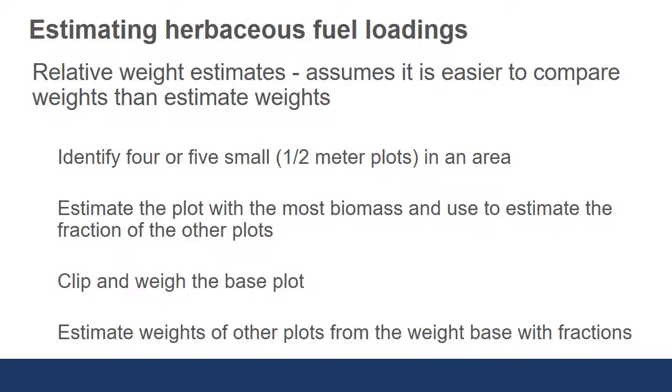Another common herbaceous fuel loading method is to use a relative weight estimate technique. In this method, choose 4 to 5 small, so about 4 to 5 meter, plots to sample. Estimate the plot with the most biomass. Then, estimate the fraction of herbaceous biomass on the remaining plots based on the plot with the most. Next, clip and weigh the plot with the maximum biomass and use the weight to estimate the weights of the remaining plots. The proportions of the plots are estimated in the field.